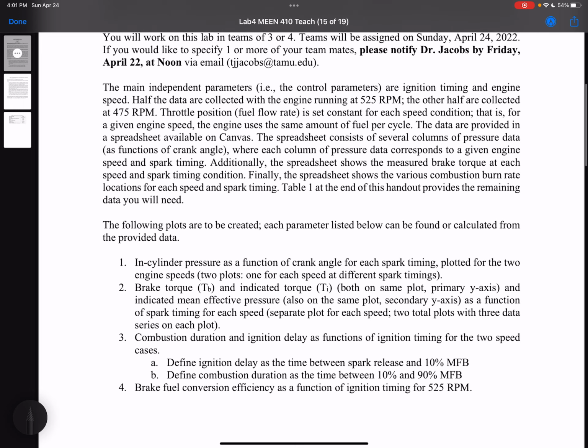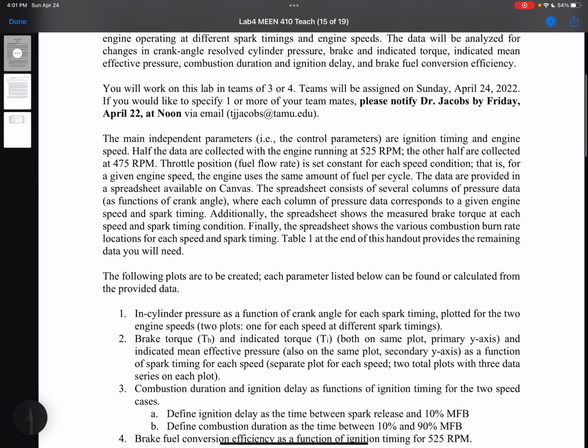Okay, so the main independent parameters that you're going to look at, that is the control parameters, in other words, the things that we purposefully changed, as opposed to an observed parameter, are ignition timing, or more specifically spark timing, and engine speed. Half the data are collected with the engine running at 525 RPM. The other half of the data are collected at 475 RPM.